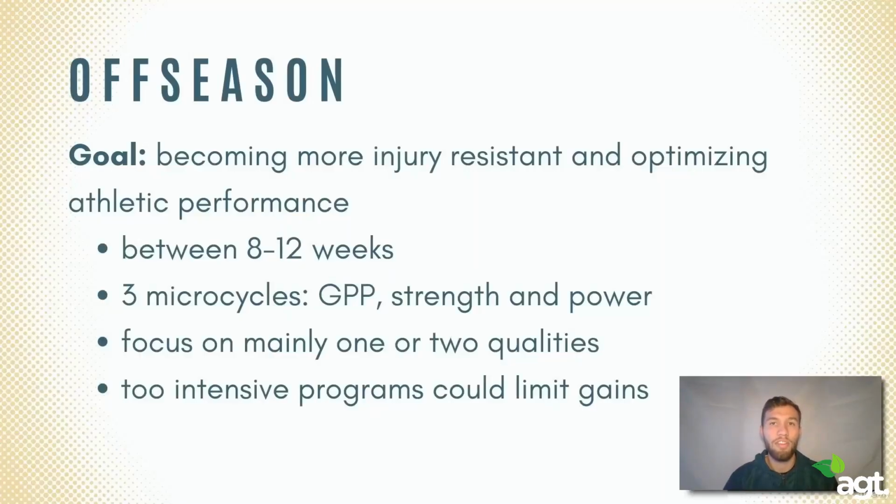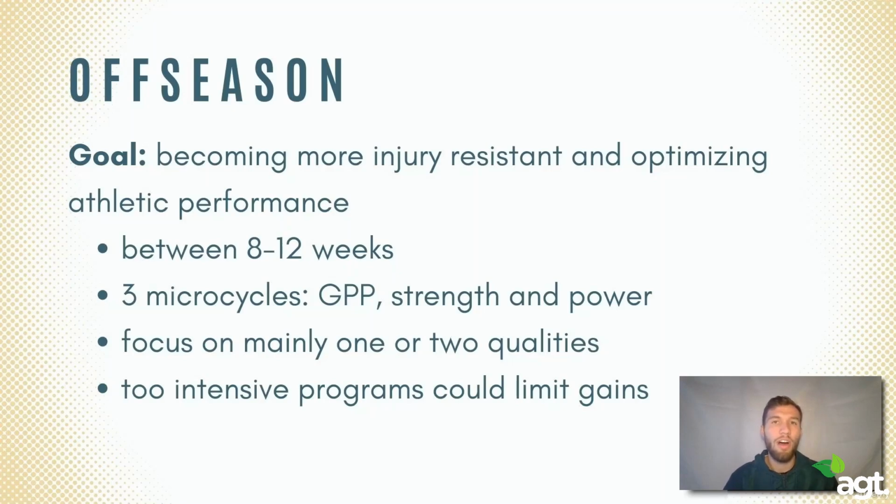The first training phase that we're going to look at, the first mesocycle, is the off-season. Now the main goal in the off-season is to become more injury resistant and in general to optimize our athletic performance. Most of the time, the off-season phase lies between 8 to 12 weeks and consists of 3 microcycles, which include GPP, so General Physical Preparation, strength, and power.